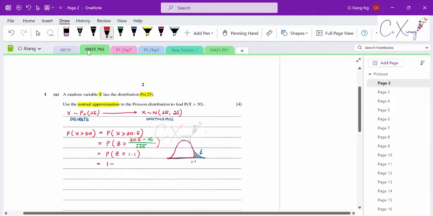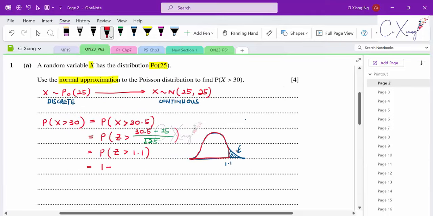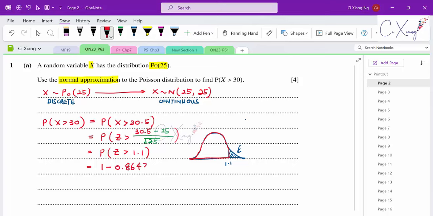Okay, so go back to our solution here. You have to take 1 minus 0.8643, because 0.8643 is the large area, the area smaller than 1.1. So 1 minus 0.8643, and from here you should get the answer 0.1357. And for me, I prefer to change it to 3 significant figures, which is 0.136.